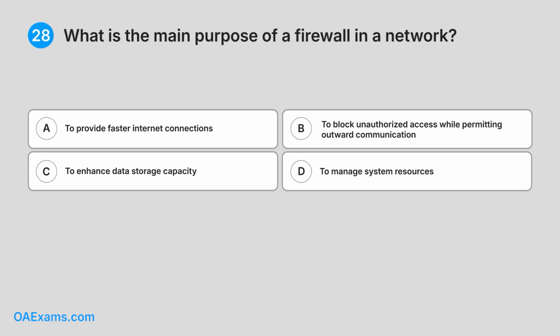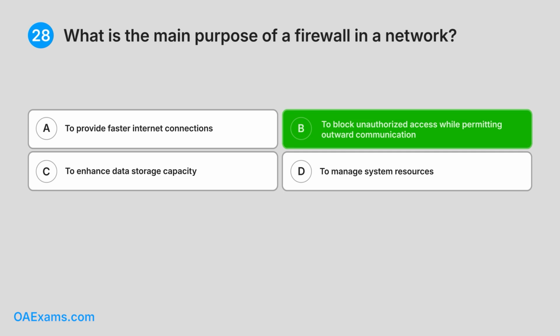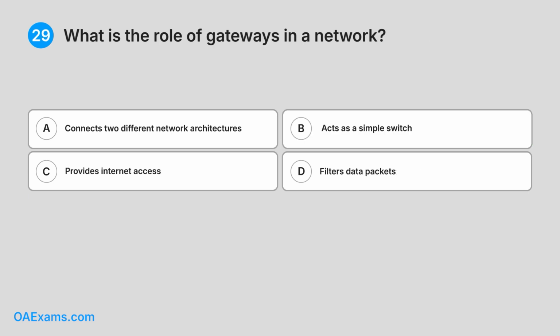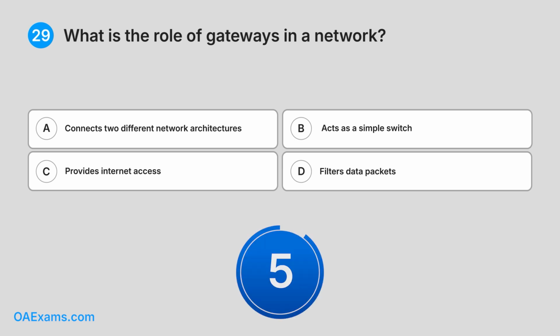Correct answer: B. To block unauthorized access while permitting outward communication. Explanation: Firewalls are security devices designed to monitor and control incoming and outgoing network traffic based on predetermined security rules. 29. What is the role of gateways in a network? A. Connects 2 different network architectures. B. Acts as a simple switch. C. Provides internet access. D. Filters data packets. Do you know the answer?